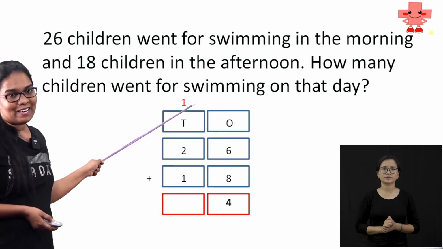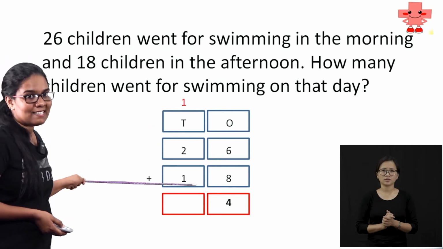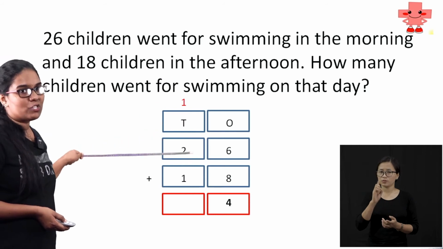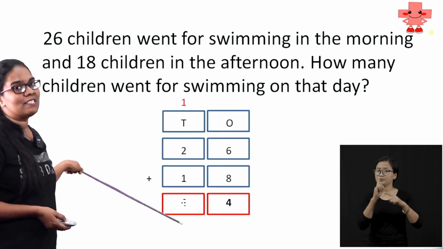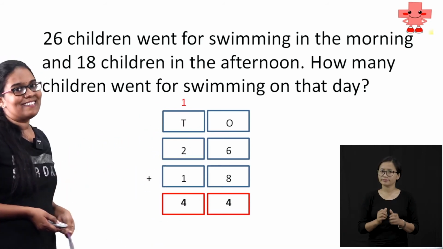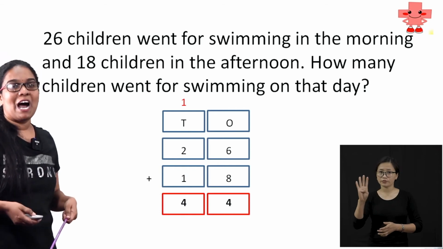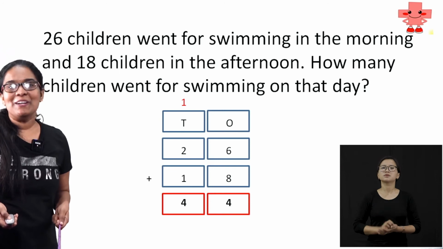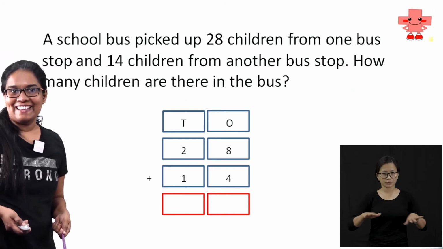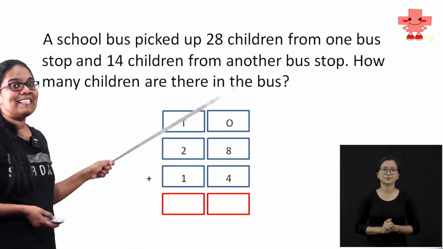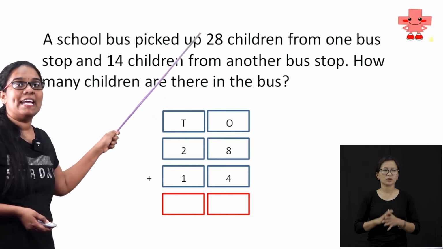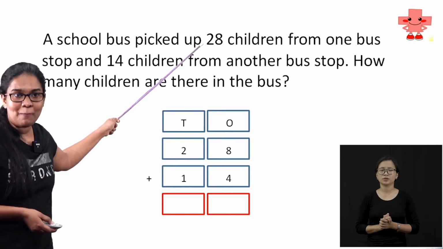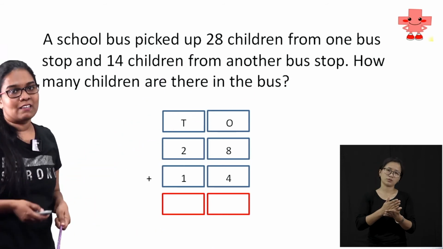Then we are going to add these numbers in the tens place. That are 1, 2, 1. 1 plus 2 is 3. 3 plus 1 is 4. The answer is 44. Then tell me how many children went for swimming on that day? Yes, 44 children.